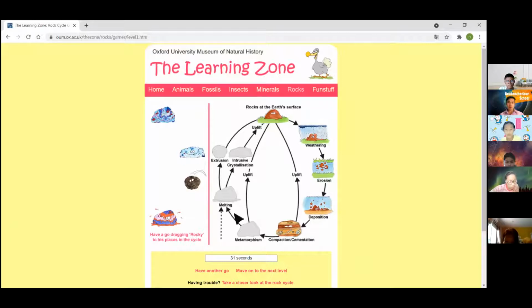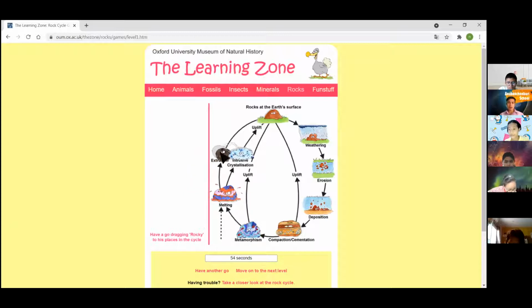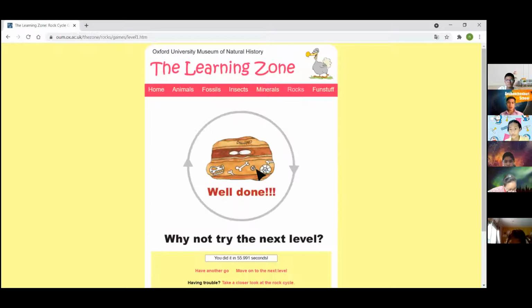Now, metamorphism. What is the picture of metamorphism there? Okay, yeah, that's correct. Very good. What about melting? Okay, there, it will become lava. And there will be intrusive and extrusive rocks there. Okay, well done. Clap your hands, everybody, for Jirayu. Jirayu, you got this correct.